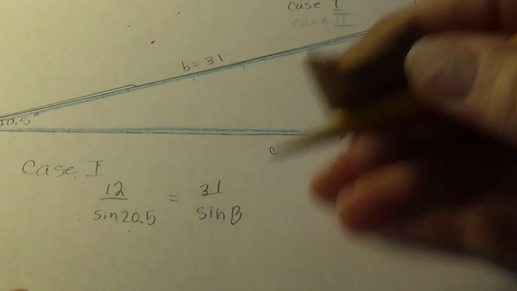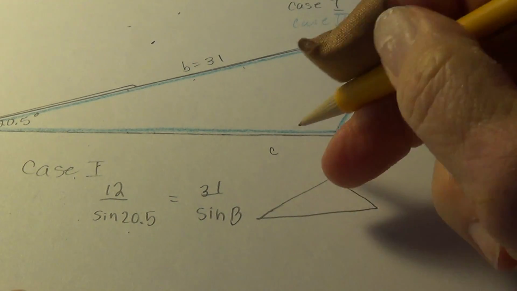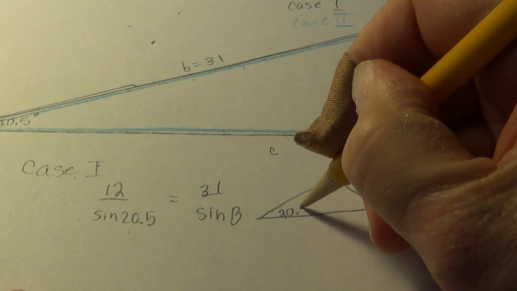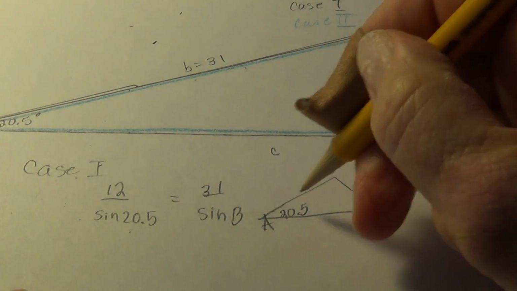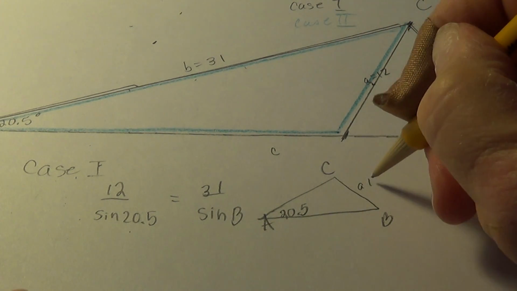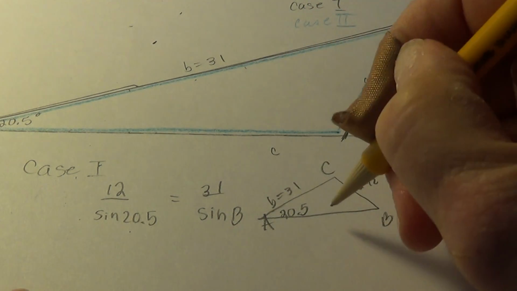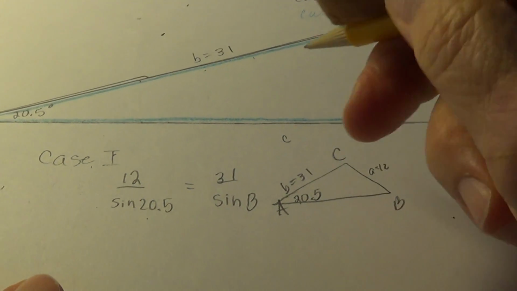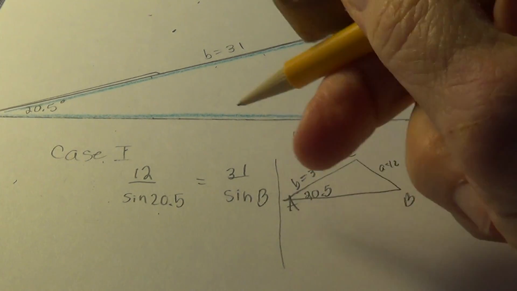So let me just draw the big triangle with its parts inaccurately placed. So this is A, B, C. Little a is known to be 12. Little b is known to be 31. So I'm working on that. When I wrote this, I'm working on angle B.